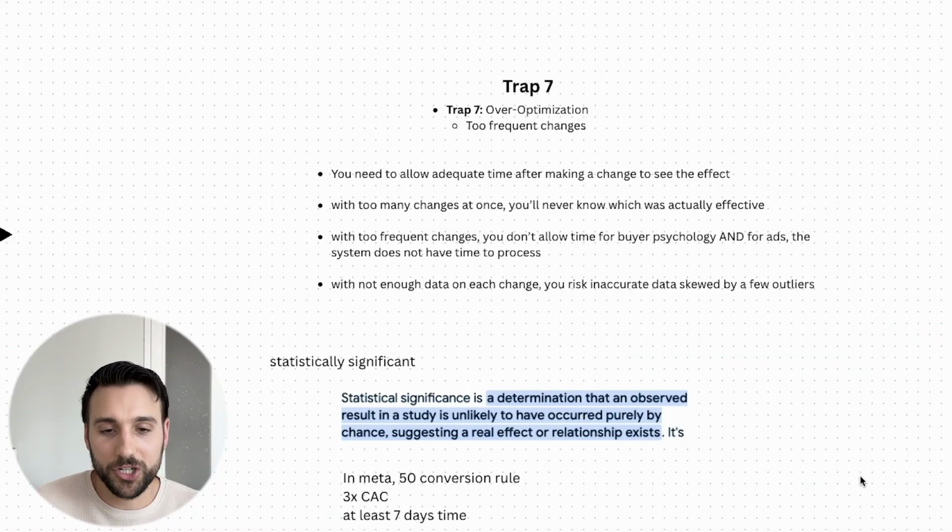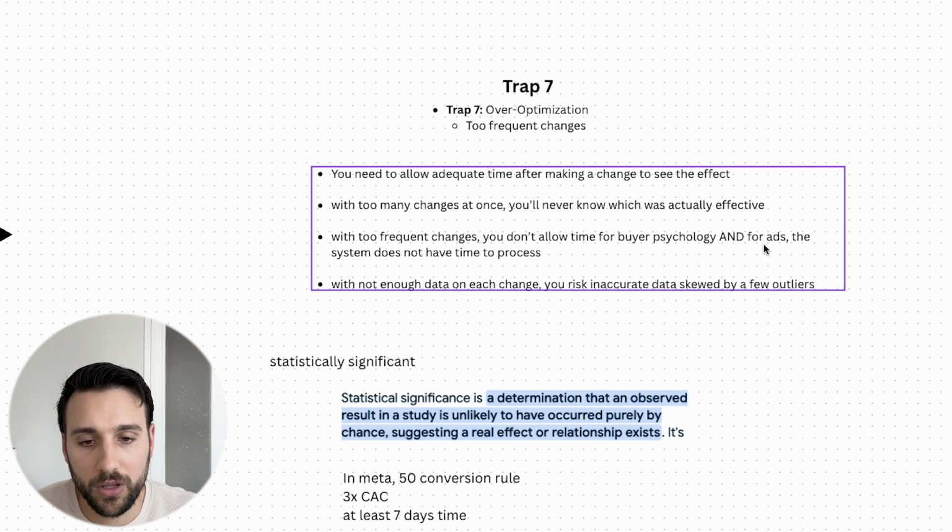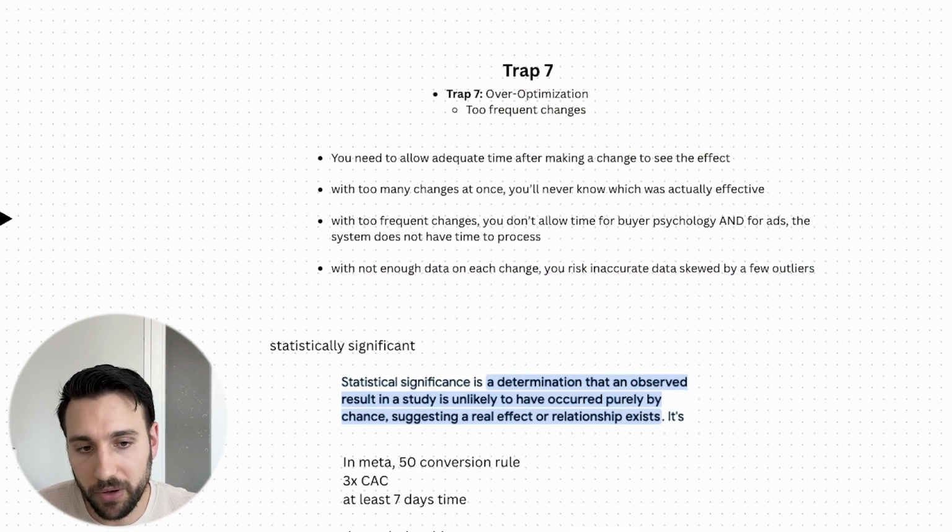Trap 7, over-optimization. Making changes too frequently to your campaigns, to your product, to your store. Making changes too frequently and not allowing the proper amount of time to go by or getting the proper amount of data to get a good read on that change. So you need to allow adequate time after making a change to see the effect. With too many changes at once, you'll never know what was actually effective. With too frequent changes, you don't allow time for the buyer psychology, and for ads, the system does not have time to process. With not enough data for each change, you risk inaccurate data skewed by a few outliers.